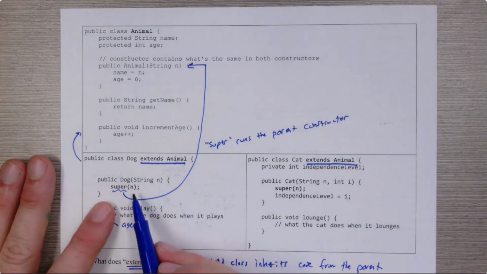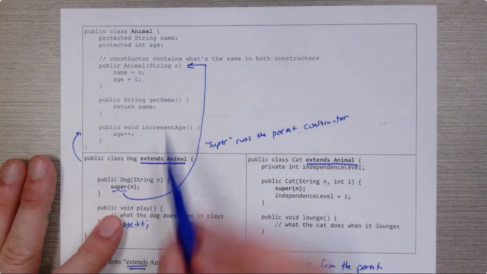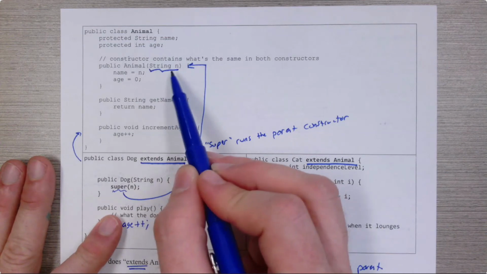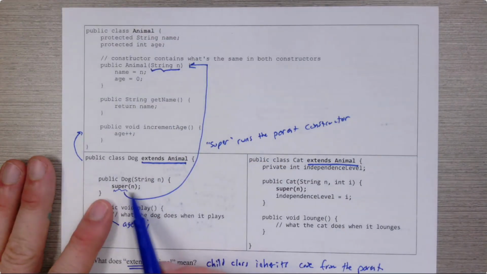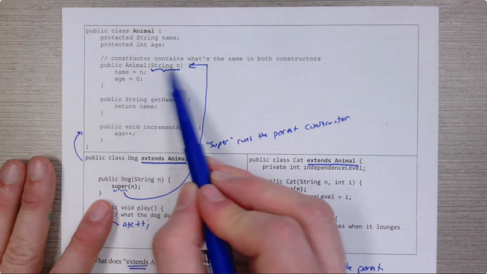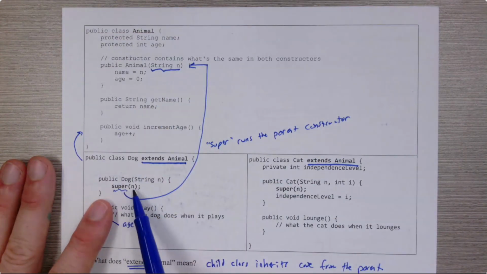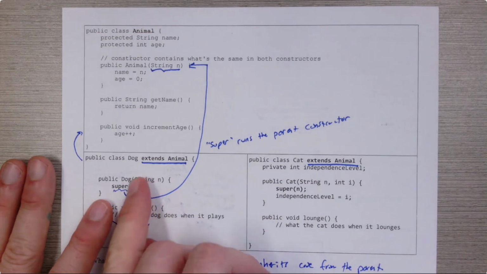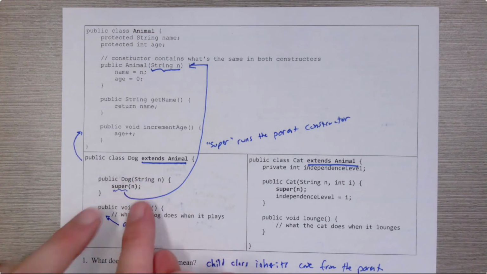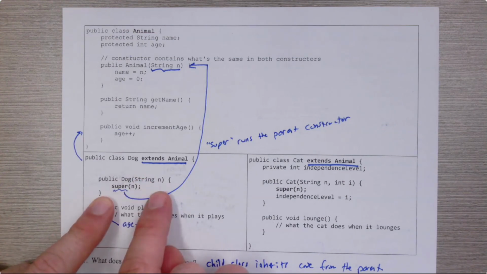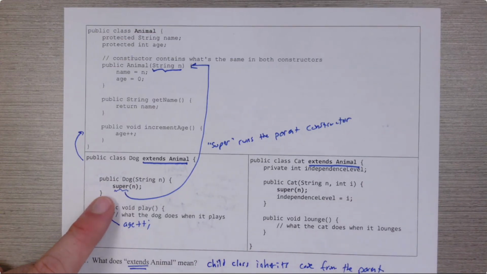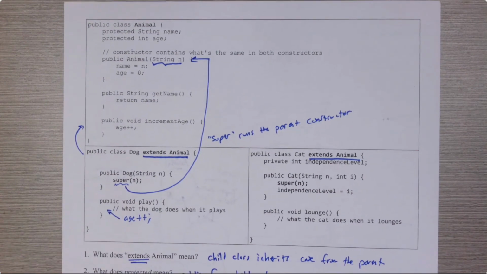Okay, so why is there an n in parentheses here? Notice that the animal constructor expects a string as an input. So that means when I run the constructor, I have to give it a string as an input. If the constructor up here took no inputs, then I just write super with opening and closing parentheses and nothing in between, because it's just like running a constructor. It's like me saying new animal and then putting whatever inputs the constructor is expecting. So that's what super means.